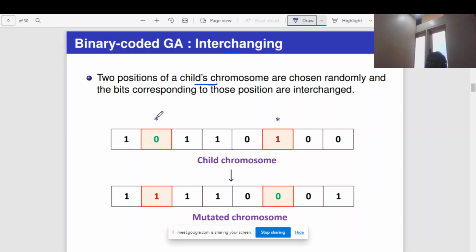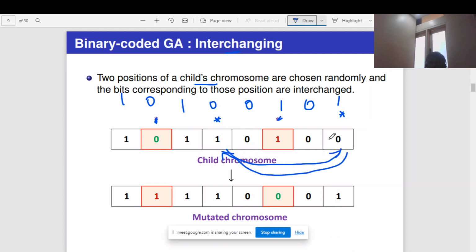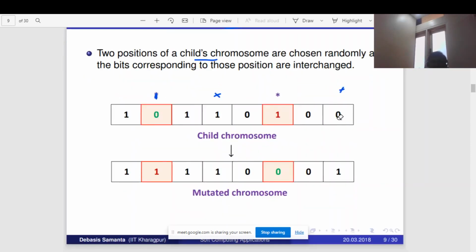Okay. So assume that these are the two positions selected, this and this. So what will be the resultant chromosome? What will be the resultant chromosome? 1010. Hmm. 01. Only thing is this one goes here and this 0 comes here. So this technique is called interchanging. So we select randomly two positions, and those bits will be interchanged.